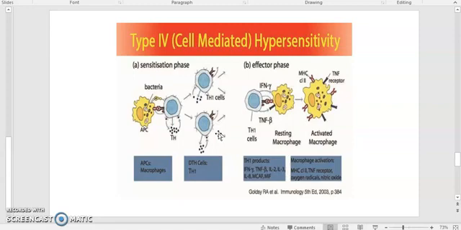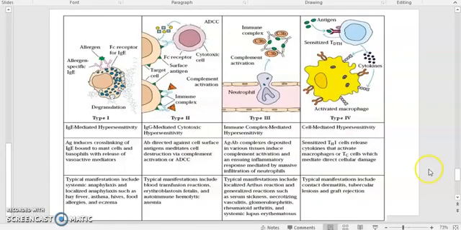In the effector phase, what happens? The activated Th1 cells react with the resting macrophages, and they synthesize different products, which include tumor necrosis factor, interleukin, and different chemical compounds such as nitric oxide, etc. They form a complex and lyse the target cell. So this is all about the type 4 hypersensitivity reaction.